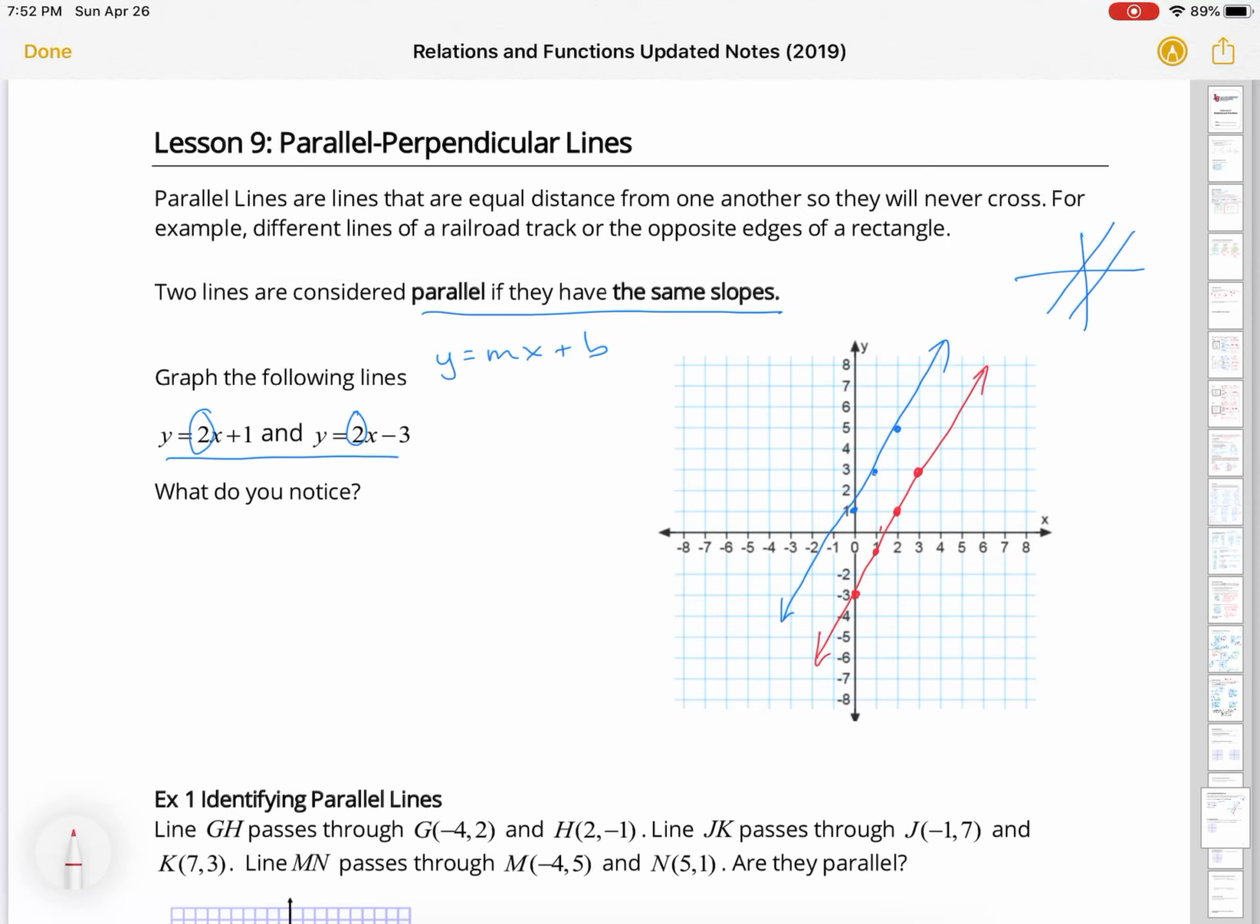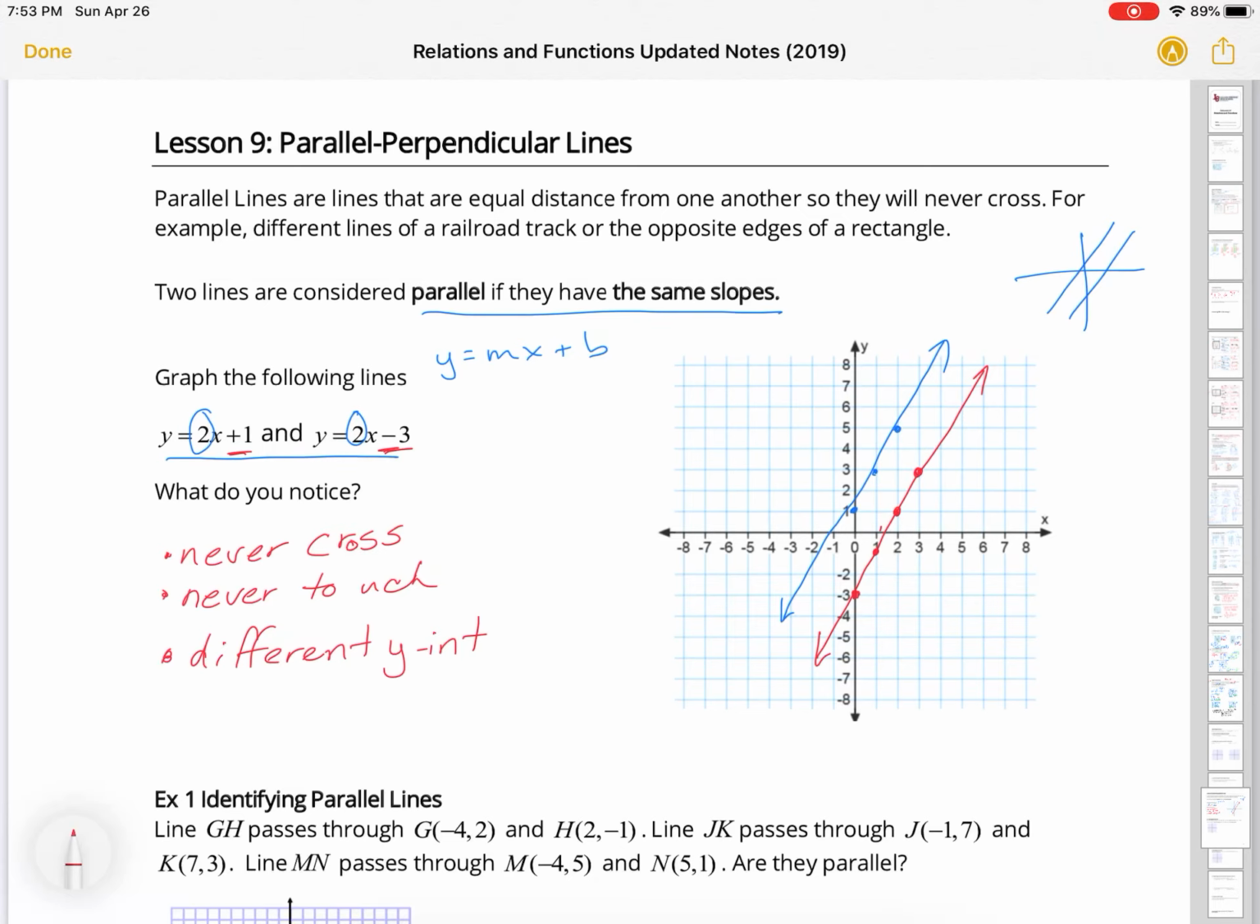They will never cross. If we note, it says, what do we notice? Well, they're parallel with each other. Their slopes are the same, so they will never cross, never touch. So they have the same slope, but they do have different y-intercepts. So that's the plus 1 and the negative 3. Those are the y-intercepts, and those are different according to that line.